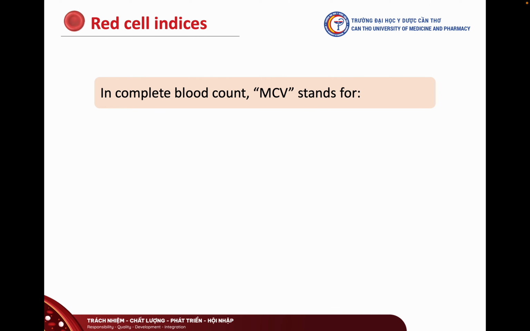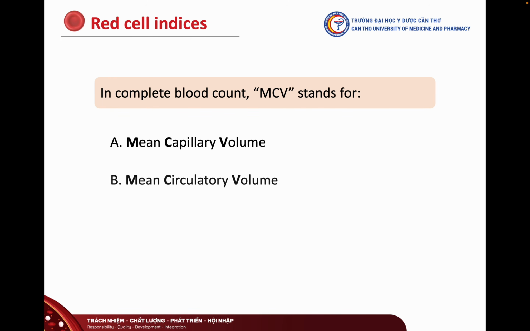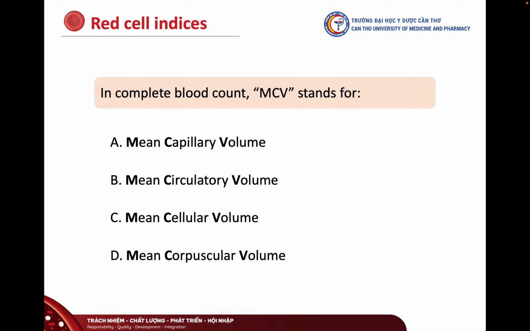Before we move on, let's pause for a quick question. In a complete blood count, what does the MCV actually stand for? With the A, B, C, and D choices on the screen, take a moment and think about the answer. And the correct answer is D, mean corpuscular volume. It refers to the average volume of a population of red blood cells.